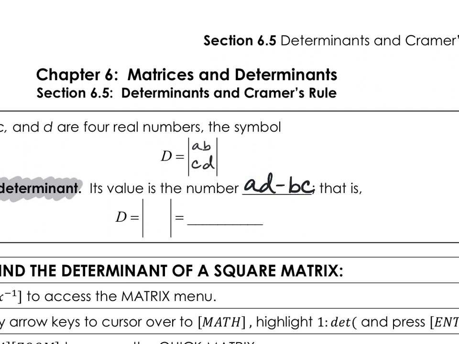Okay, so writing that as one little sentence, we have the determinant of the matrix that's 2x2 with these entries is equal to A times D subtract B times C.